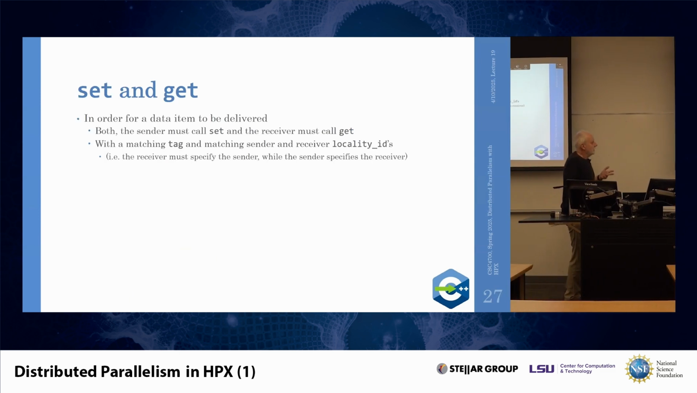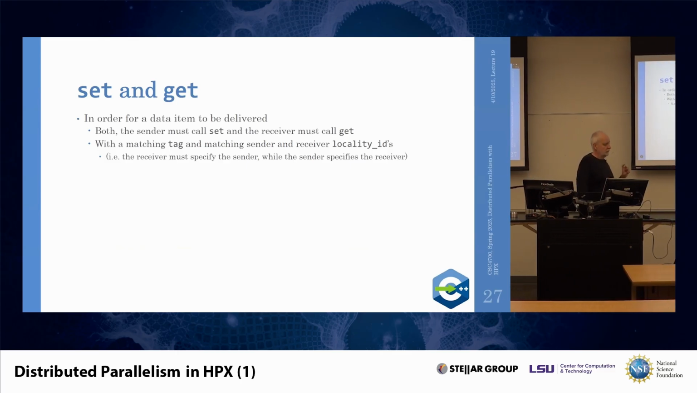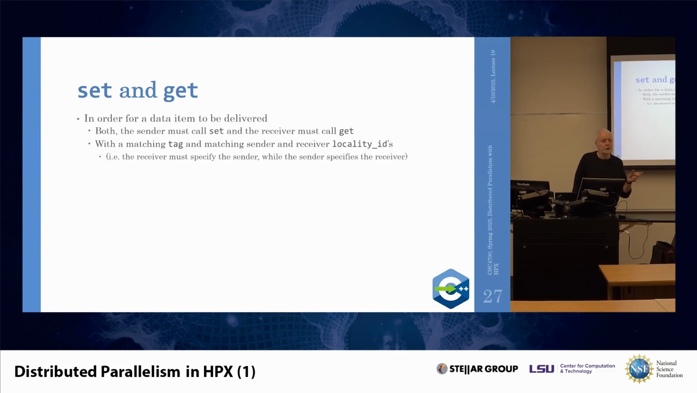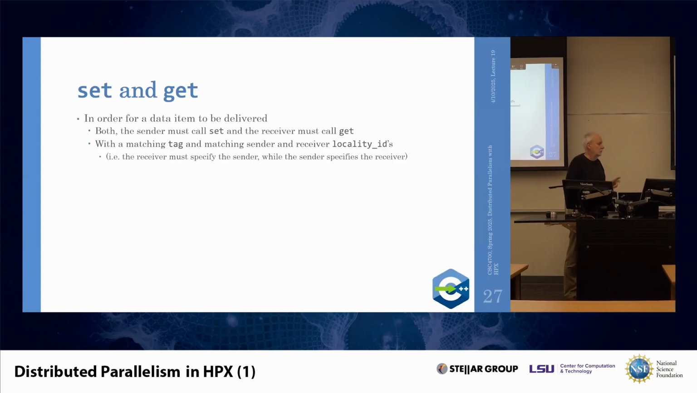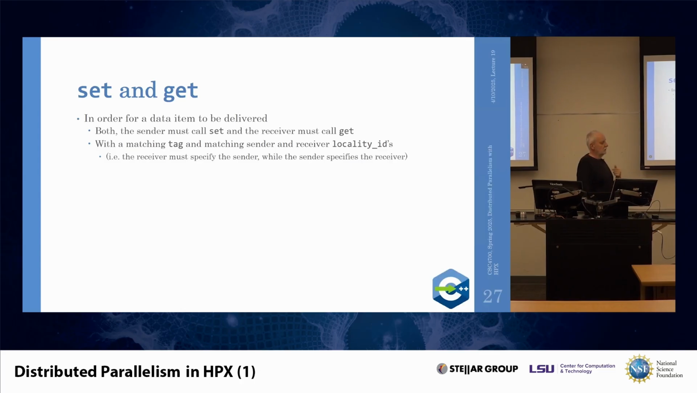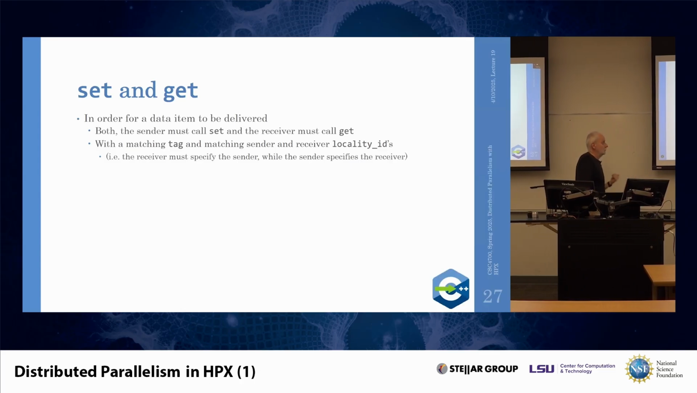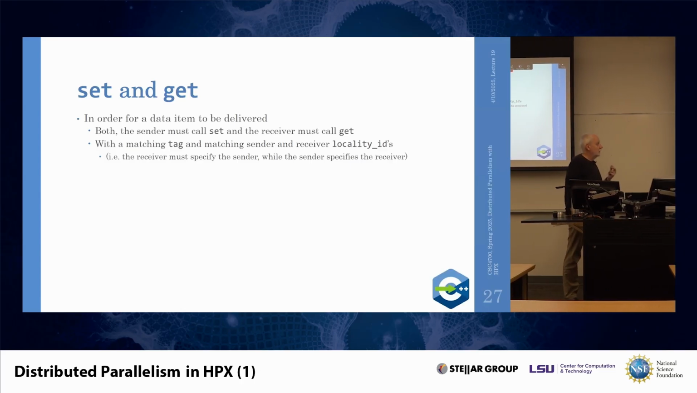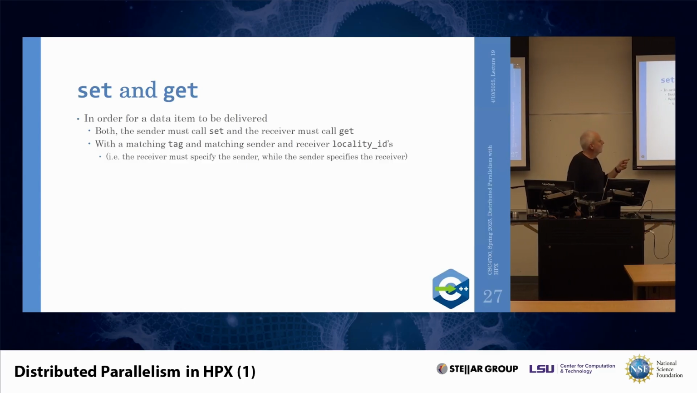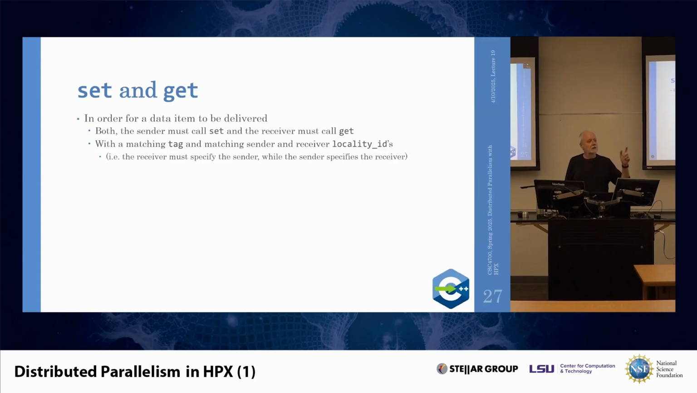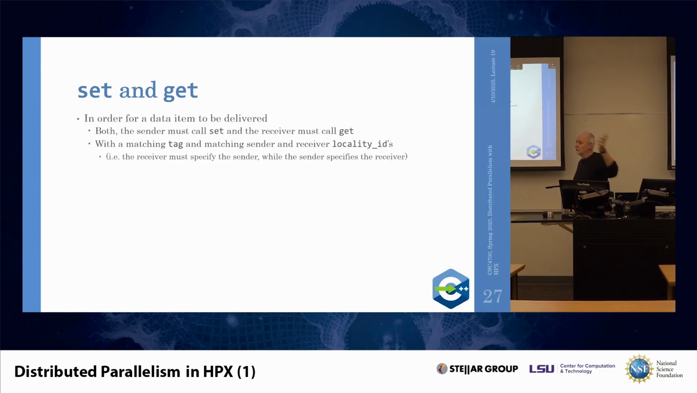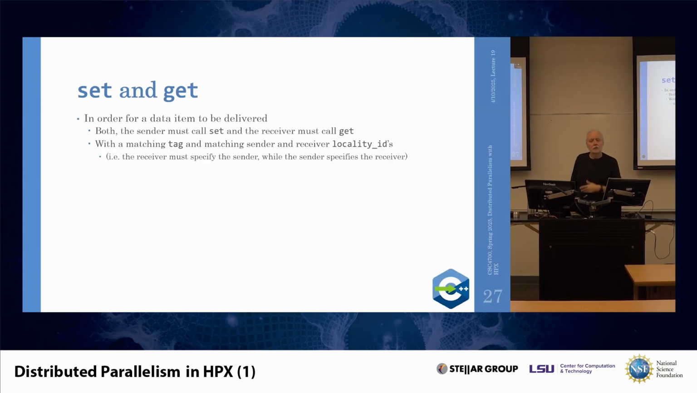In order for a data item to be delivered, both the sender and the receiver have to agree. One has to call set, the other one has to call get. Otherwise, no communication happens, obviously. And the tag has to be matching between the two. And the sender and receiver localities have to be matched as well. In other words, the sender has to specify the receiver, and the receiver has to specify the sender, and then you can communicate between the two.